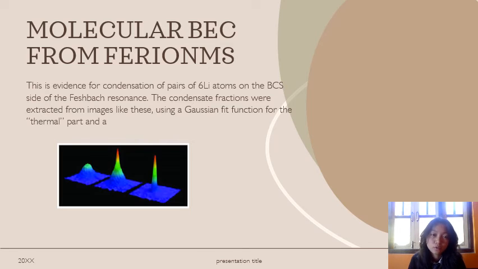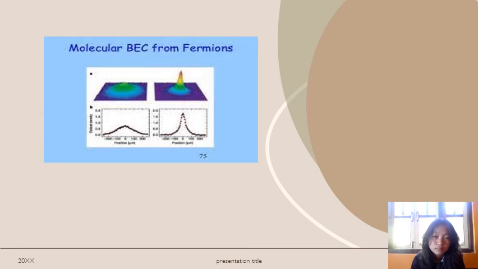Molecular BEC from fermions. This is the evidence for condensation of pairs of fermionic atoms on the BCS side of the Feshbach resonance. The condensate fractions were extracted from images like this, using a Gaussian fit for the thermal part. As you can see in the figure. Moving to the next slide.